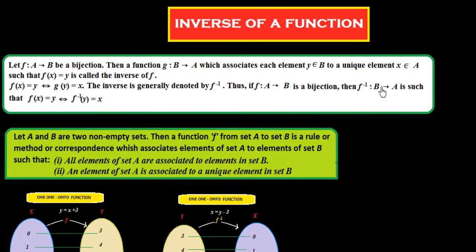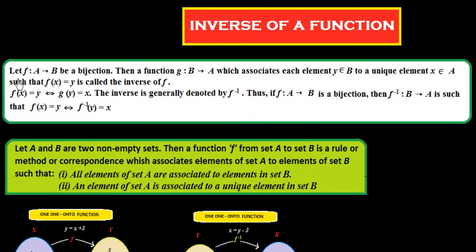In this session we study the inverse of a function. First I would like to define the inverse. Let f from A to B be a bijection. Here bijection means it is injective and surjective both. Injective means it is one-one, and surjective means it is onto. So it is a one-one onto function.